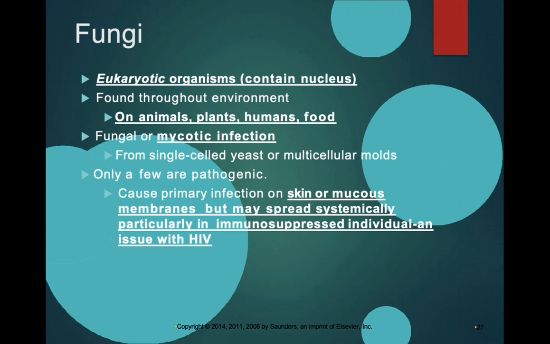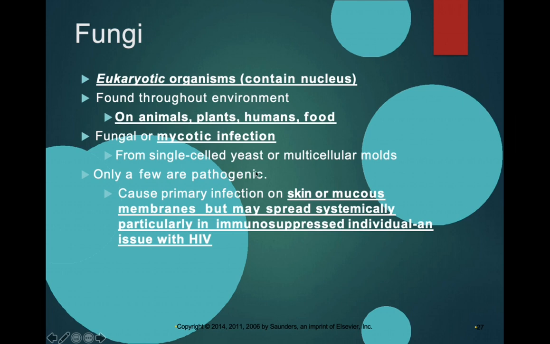Now we'll talk about fungi. Now we spoke about prokaryotic. Fungi are eukaryotic. They contain a nucleus, and they're found throughout the environment. They're found on animals, they're found on plants, humans, food. Fungal infections are sometimes referred to as mycotic infections. They're from single-celled yeast or multicellular molds.